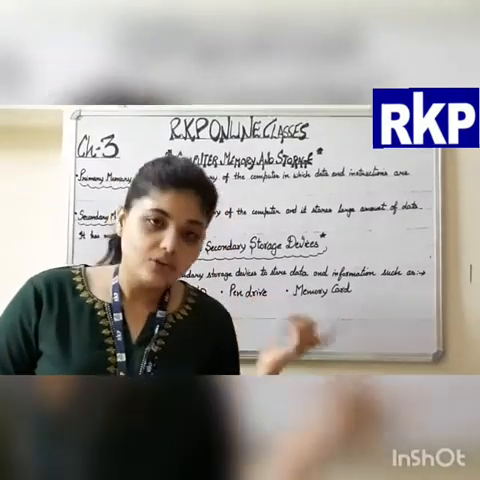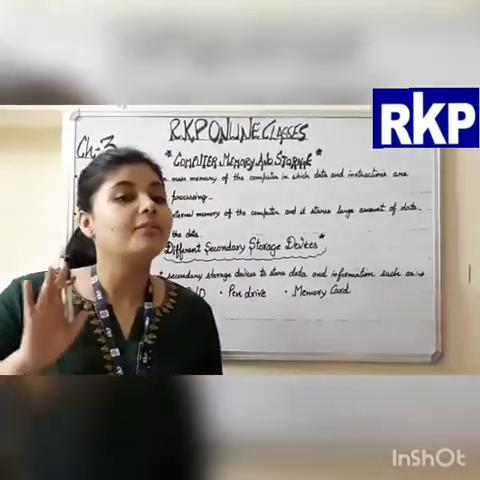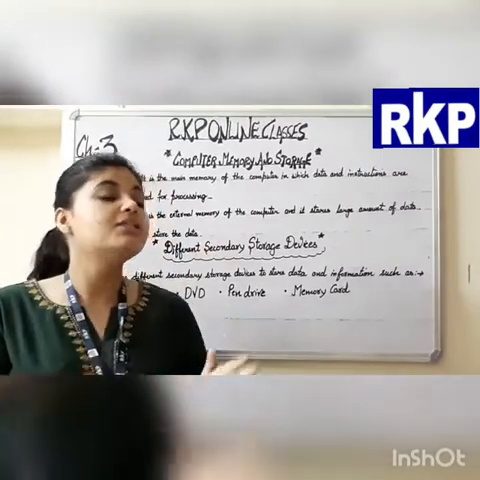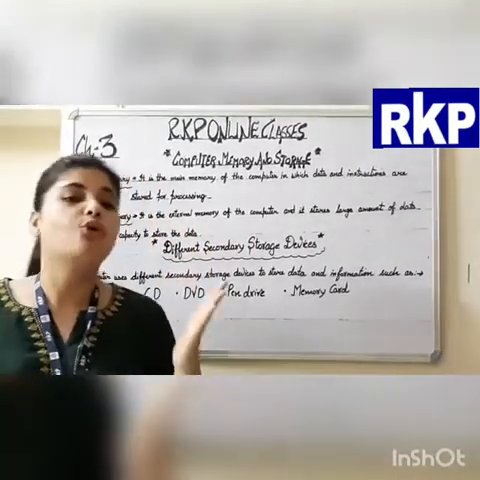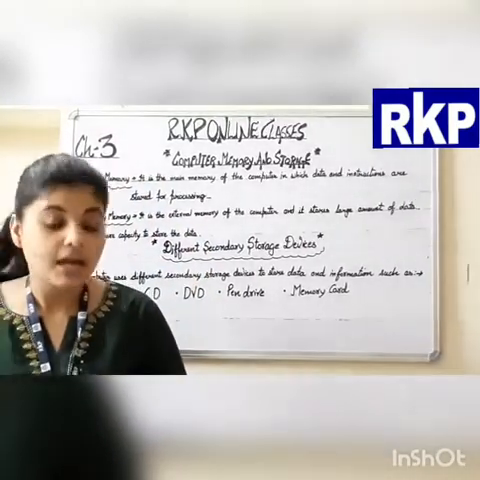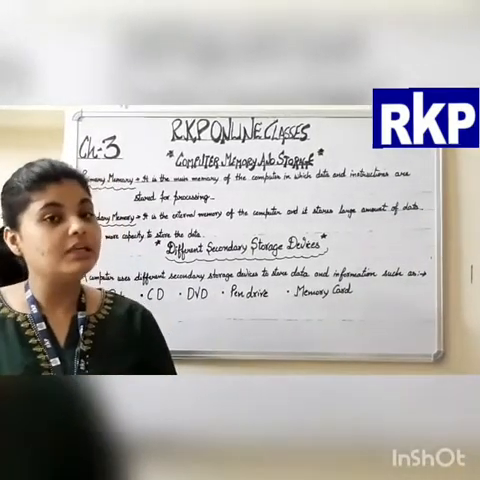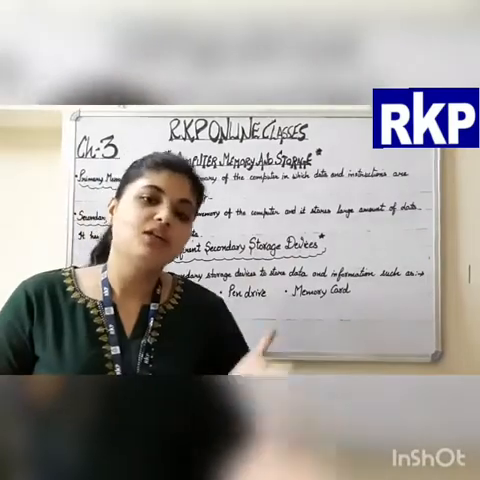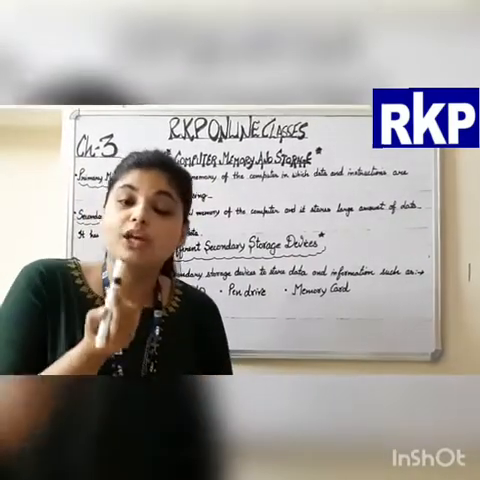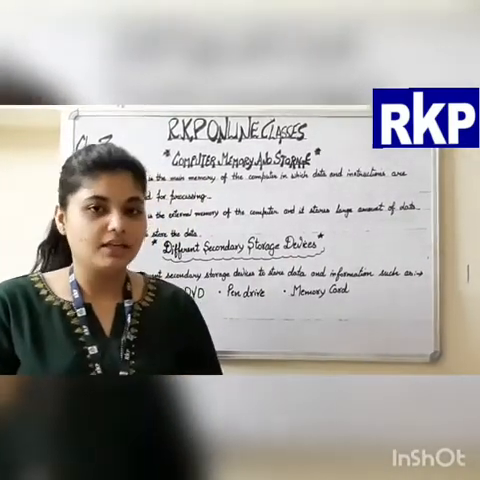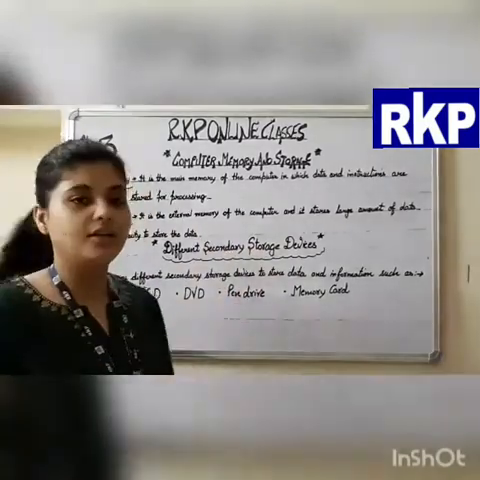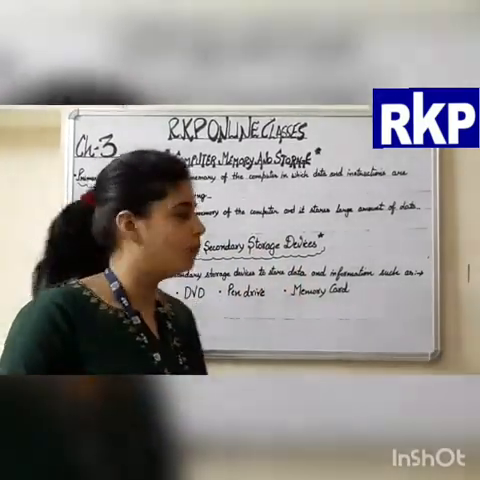RAM is random access memory. That means we can perform both read and write operations on it. But ROM stands for read-only memory. That means we cannot perform the write operation on it. We cannot write on this memory. Is the difference clear? And we have done this earlier also, RAM and ROM.